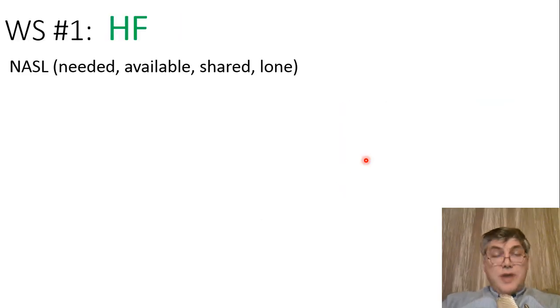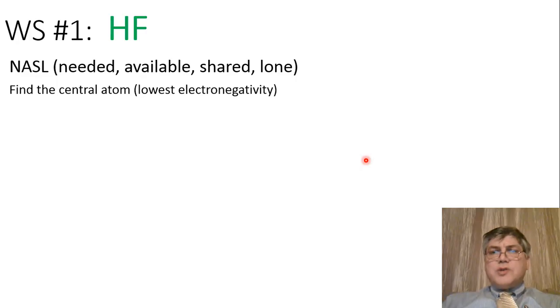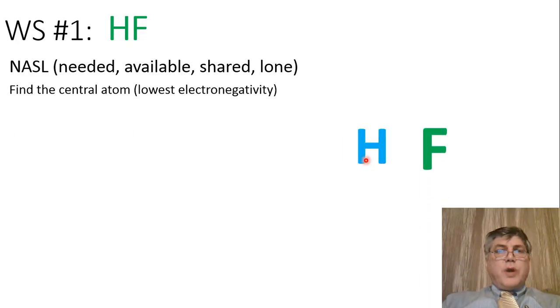The next example is HF, or hydrogen fluoride. Hydrogen fluoride is a binary compound. There are only 2, so there's really no such thing as a central atom. The lowest electronegativity is hydrogen, but it couldn't be in the middle. But since we've only got 2, it doesn't matter. So we'll just put hydrogen and fluorine right next to each other.